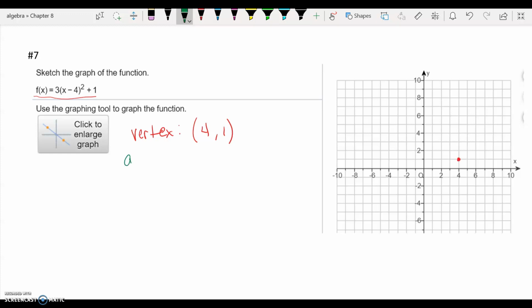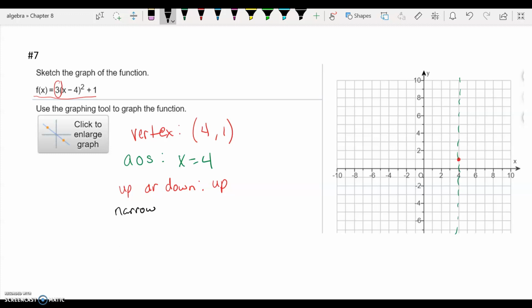Now my axis of symmetry is going to be x equals 4. So I'm going to draw a little dashed line on 4. 1, 2, 3. Okay. The next thing that we usually find, does it go up or down? In this case, it's a positive, so it's going to go upward. And last thing, does it get narrow or wider? If you think about it, it's going to be narrow.